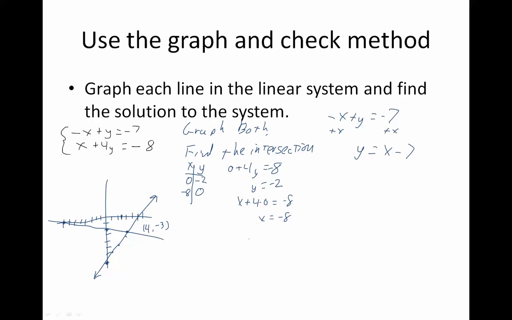Let's check though, to make sure that that is in fact the solution. So this is where it crosses, at (4, -3). Let's plug that into both of my equations. So that's 4 plus negative 3 equals negative 7? Hmm, that's 1, so the first equation is x minus y equals 7 style check: 4 minus negative 3 equals 7. That one checks out. And then for the other equation, x plus 4y equals negative 8, that's going to be 4 plus 4 times negative 3 equals negative 8. That's 4 minus 12 equals negative 8, which is negative 8 equals negative 8. So it checks out.